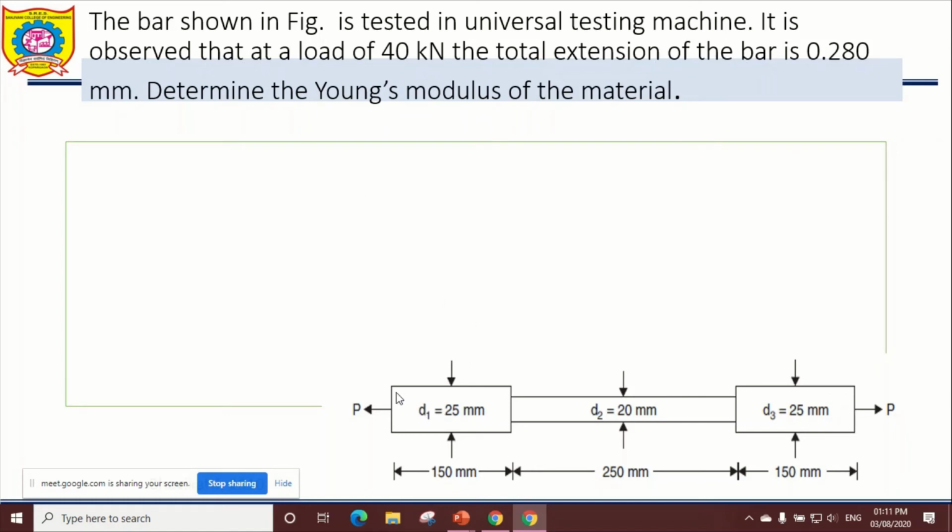So this is the diagram. First part, diameter is 25. Diameter is given, so this is a circular rod, and you have to find out the area by using the formula pi by 4 d square. Second part is having diameter 20 millimeter, and diameter of part number 3 is 25 millimeter. Total extension delta L is equal to 0.280. We have to add all the extensions of parts 1, 2 and 3, and from that you can find out the Young's modulus. Can you solve this numerical?